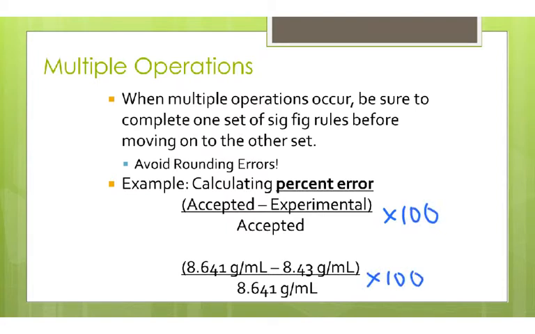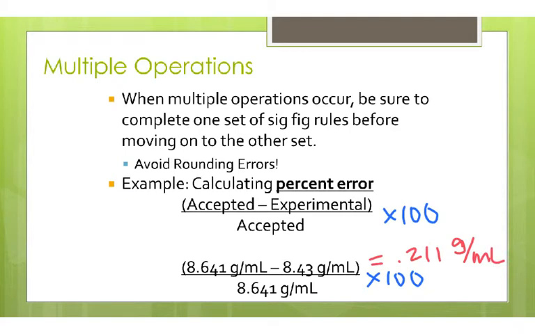Alright, so you can see in this example problem, we have subtraction in the numerator, and then we have division once that's done. So we have two sets of rules that we have to take into consideration. So let's do the significant figure first for the subtraction. If I take 8.641 minus 8.43, I end up getting my answer is 0.211 grams per milliliter on the top.